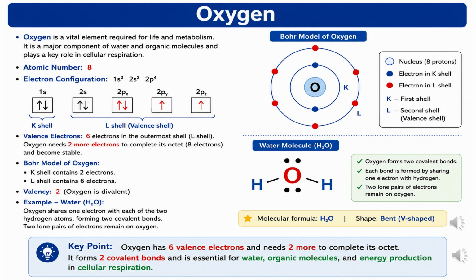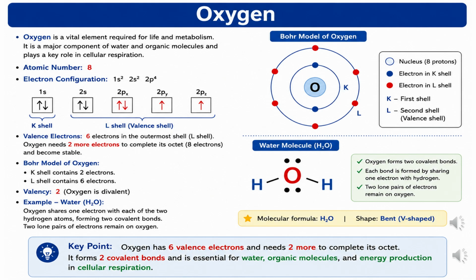Oxygen has an atomic number of 8, meaning it contains 8 protons in its nucleus and 8 electrons surrounding it. Its electronic configuration is 1s², 2s², 2p⁴, which tells us how these electrons are arranged.